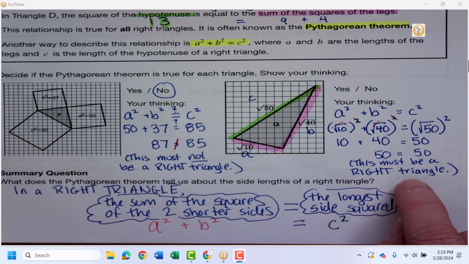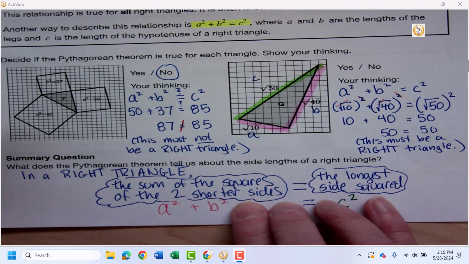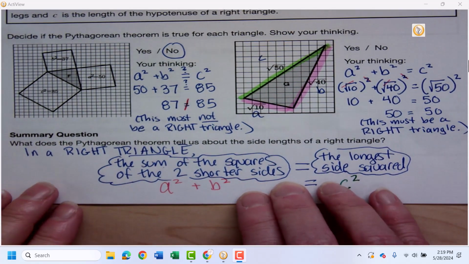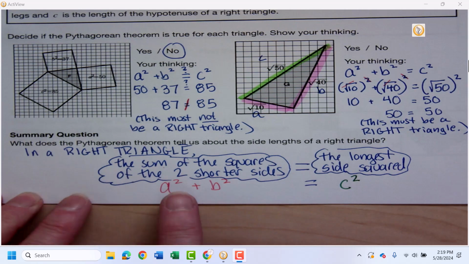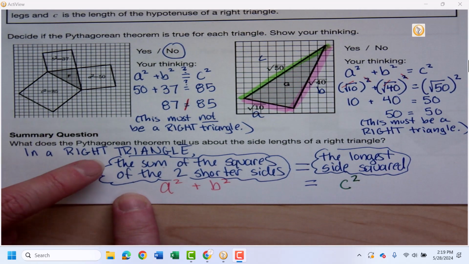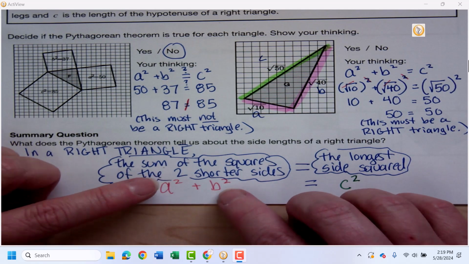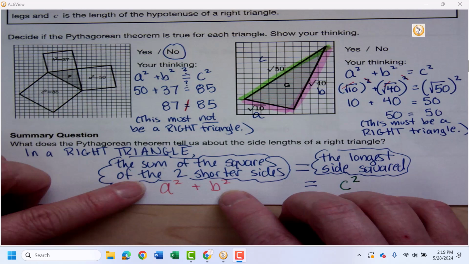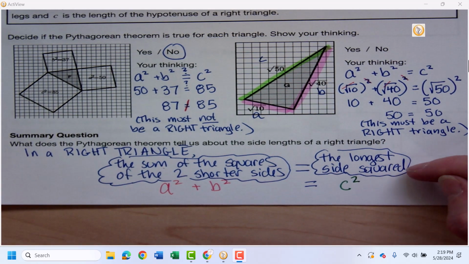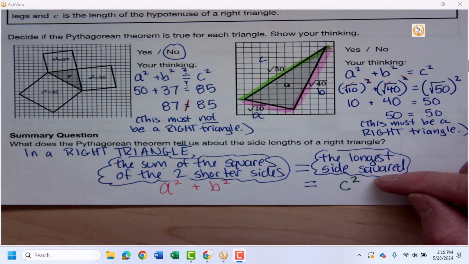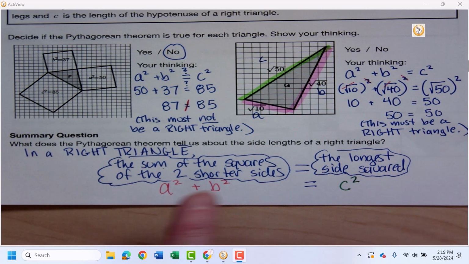That's why it worked. In summary, what does the Pythagorean theorem tell us about the side lengths of a right triangle? Well, in a right triangle, the sum of the squares of the two shorter sides, I'll say that one more time, the sum, that's the plus sign, of the squares of the two shorter sides is equal to the longest side squared. That's what the Pythagorean theorem tells us about any right triangle. And we can use that to find the lengths of sides of triangles moving forward.